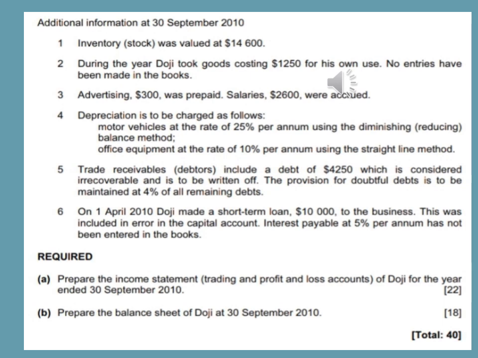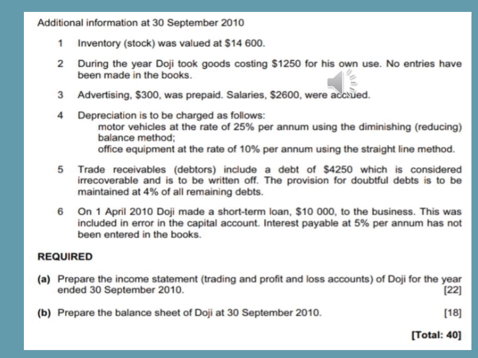Second one, during the year Doji took goods costing $12.50 for his own use. No entries have been made in the books. These are the goods drawn. These are the drawings. Since goods are taken for the personal use, own use, this signifies drawings. Drawings can only be done by the owner.